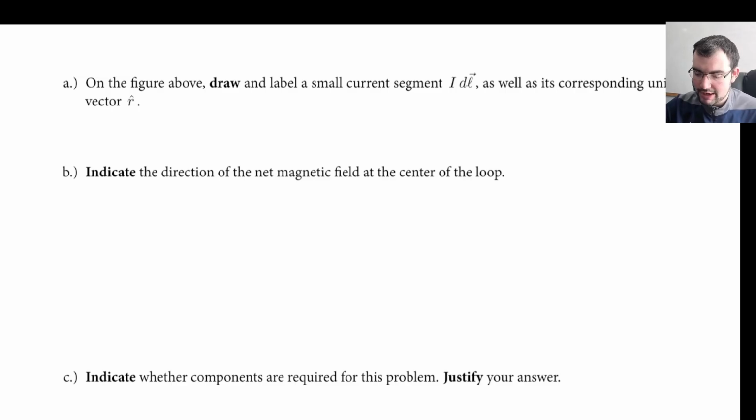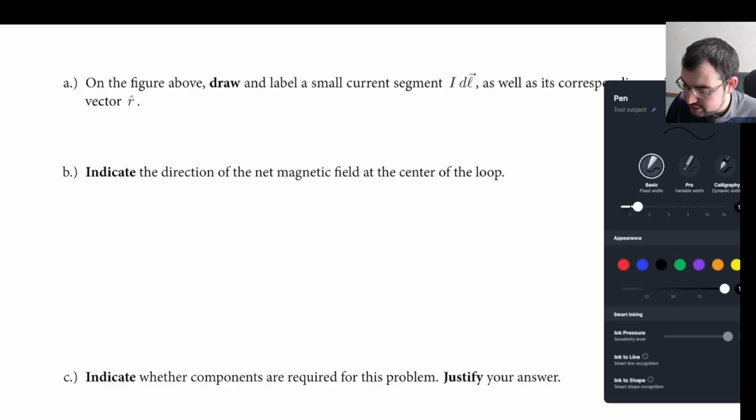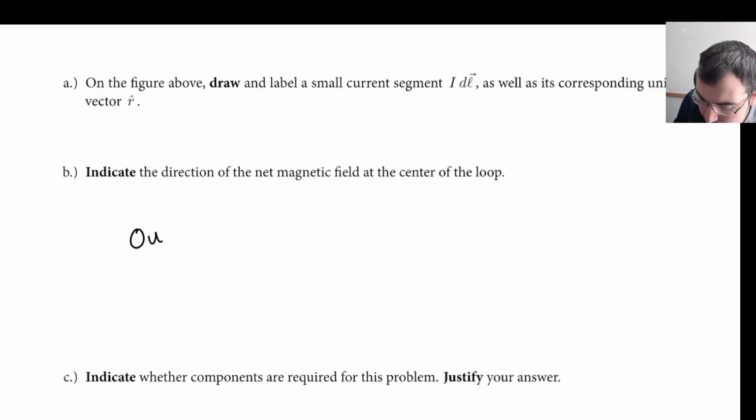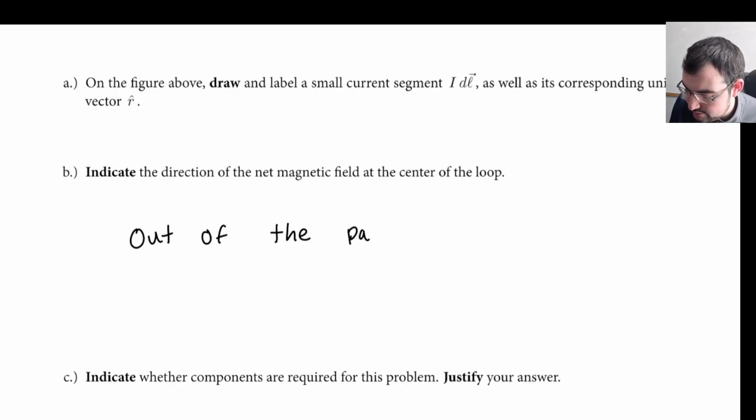Well, we just said using the right hand rule, no matter where I stick my thumb around the loop, because it's going counterclockwise, it's always directly popping out of the page at the center. So this is out of the page.